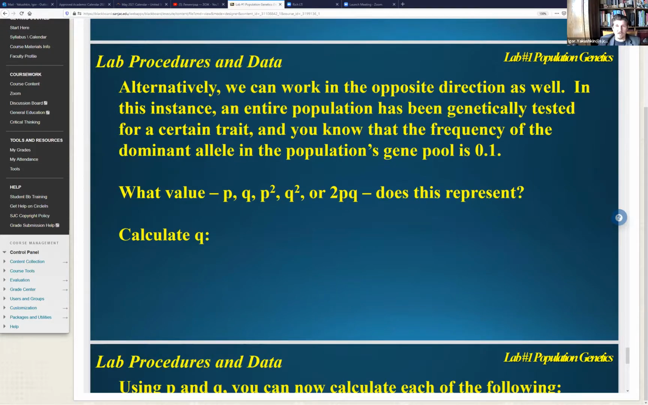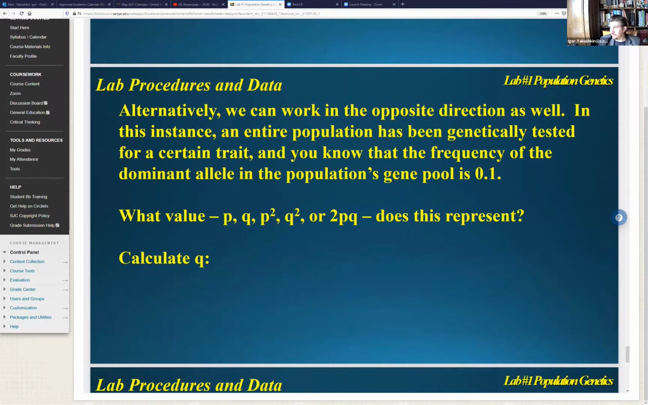We are getting closer to the end. We are in the post lab review questions, and we solved. Oh no, we're not in the post lab. We are still in the lab. Alternatively, we can work in the opposite direction as well. In the instance where the entire population has been genetically tested.